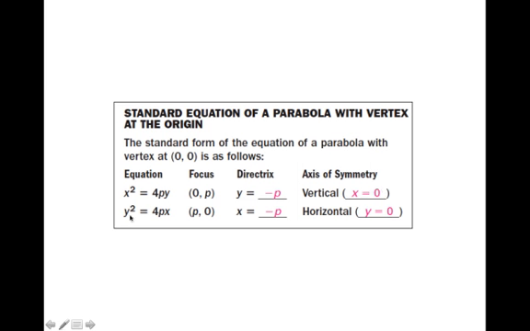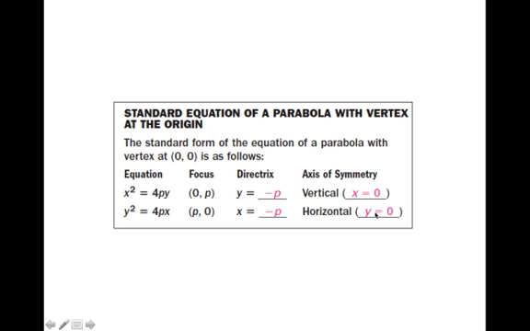For the horizontal parabolas, the equation is going to be written in the form y squared equals 4px. The focus will be (p, 0). The directrix will be the vertical line x equals negative p, and you will have a horizontal axis of symmetry, y equals 0, which is actually the x-axis.